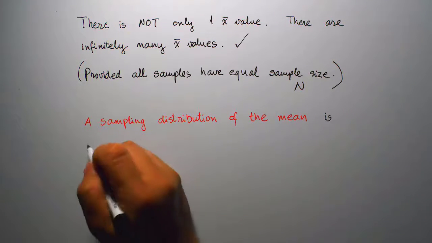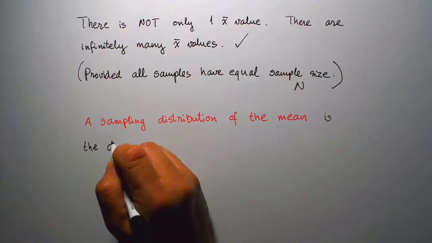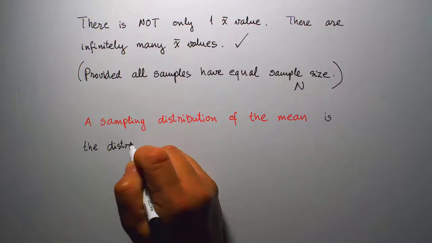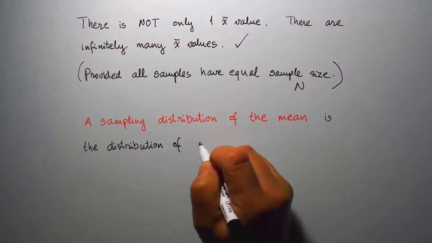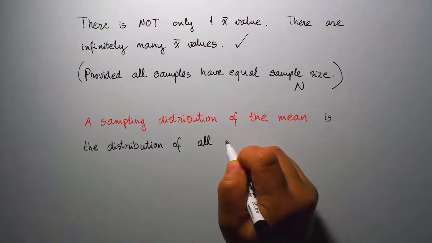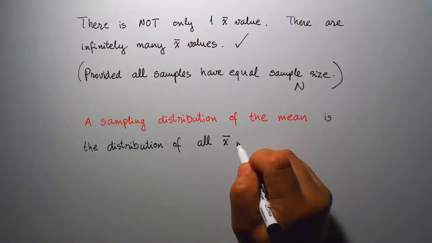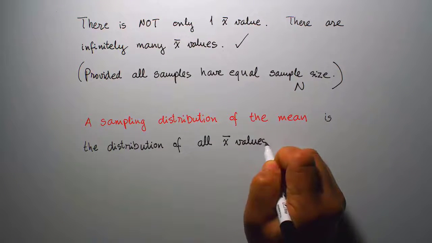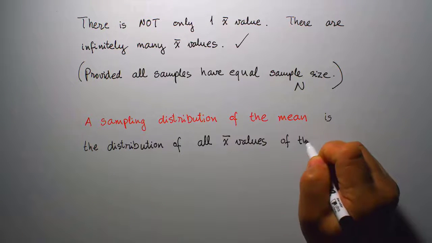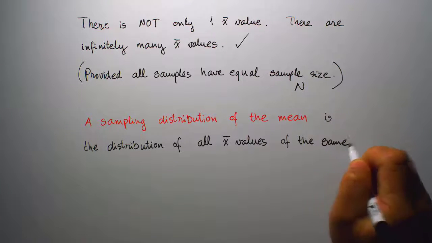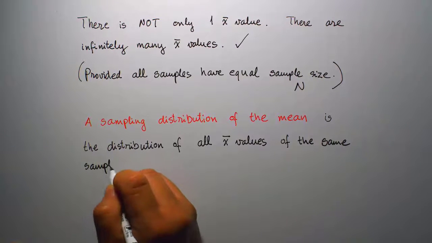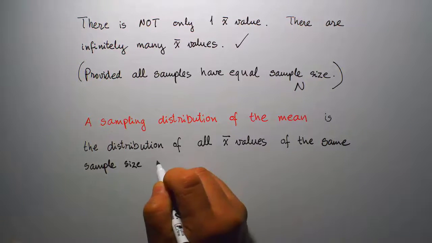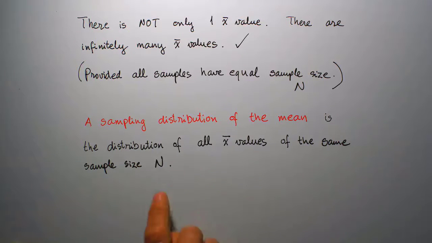is the distribution of all sample mean values x bar of the same sample size, capital N. And of course, capital N sample size here is either decided or given.